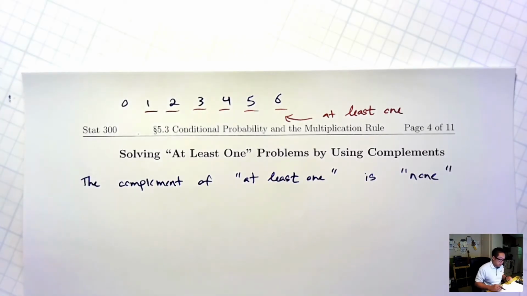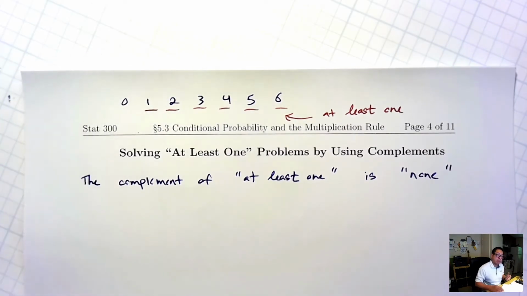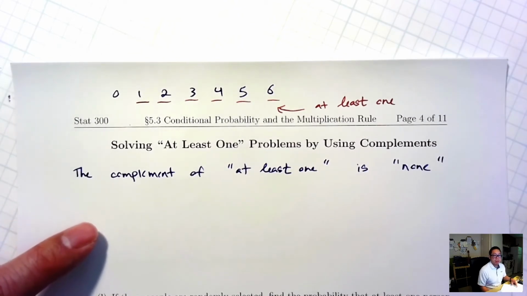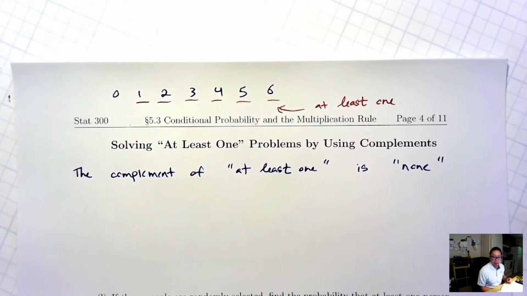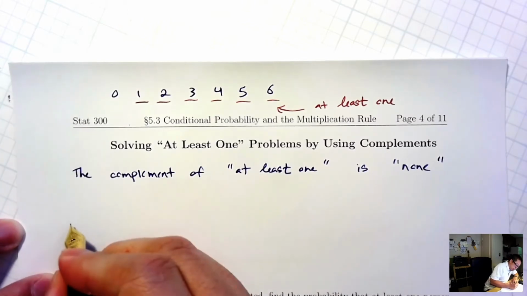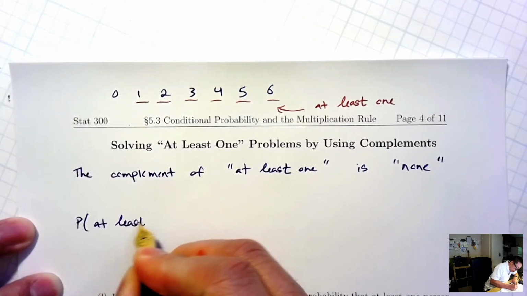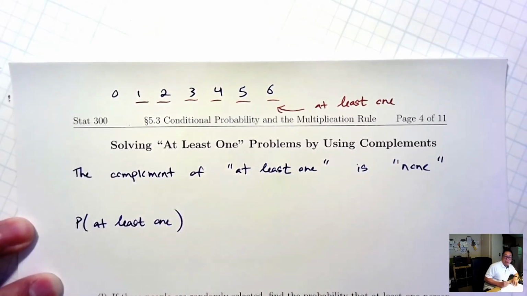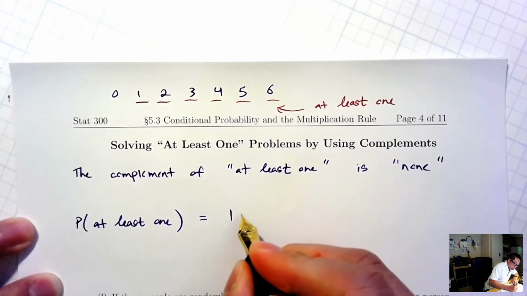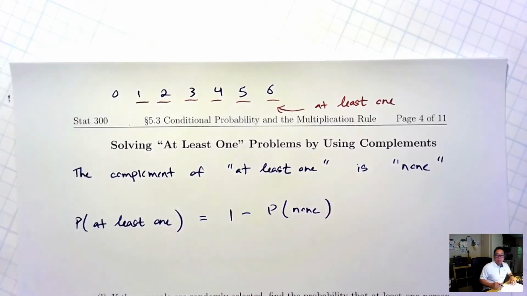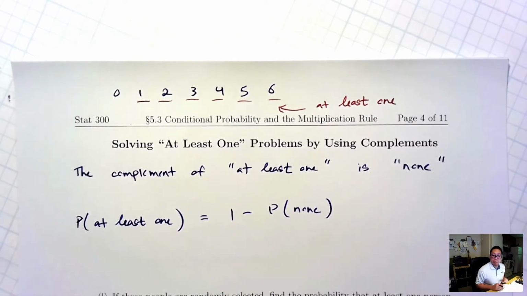Okay, so that's one fact. And then the other fact I'm going to need is, remember in 5.2 we talked about the probability of the complement is 1 minus the probability of the regular event, or vice versa. Which means the way you calculate probability of at least 1 is to do 1 minus probability of none. And that's going to be the easy way to do it.